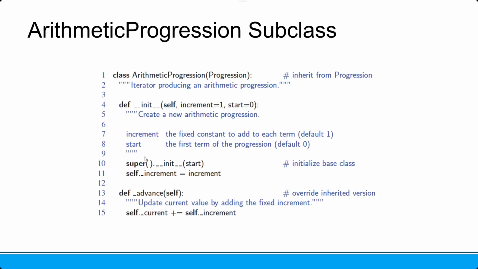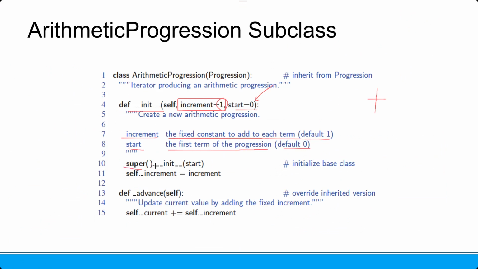So we have the arithmetic progression. The arithmetic progression is the addition. Addition means plus. So the constructor will use increment equals 1. This is the default value. If the user does not specify any value, it starts from 1, and the start will be from 0. Increment is the fixed constant to add to each term, default is 1. And start is the first term for the progression, default is 0.